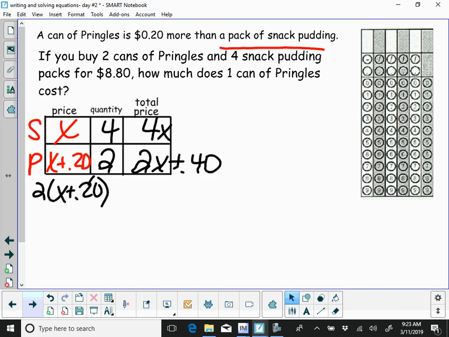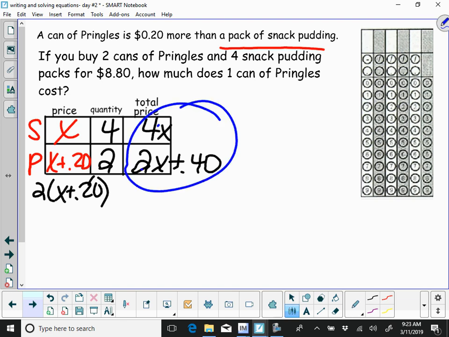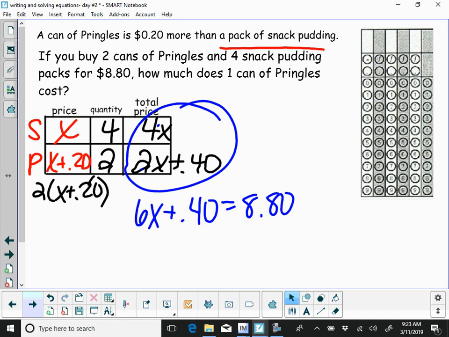Okay, so our next step is to combine these. If I put those together, what's 4x plus 2x? So 6x plus 40 cents should equal our total of 880. Okay, you can solve that 2-step equation. Go. All right, what'd you get?